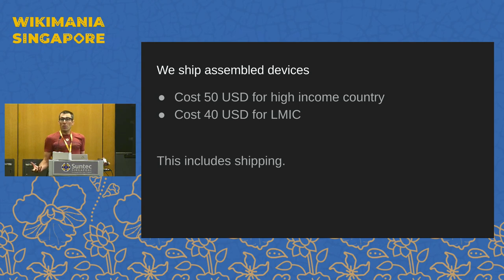Currently we ship the devices at the cost of manufacturing. So we're shipping them for $50 to high-income countries, and we ship them for $40 for low and middle-income countries, and that includes the cost of shipping. When we ship to high-income countries, we make about $5 on the cost. When we ship to low and middle-income countries, we lose about $5 per device. We charge the high-income countries a little bit more to make it less expensive for the low and middle-income countries.